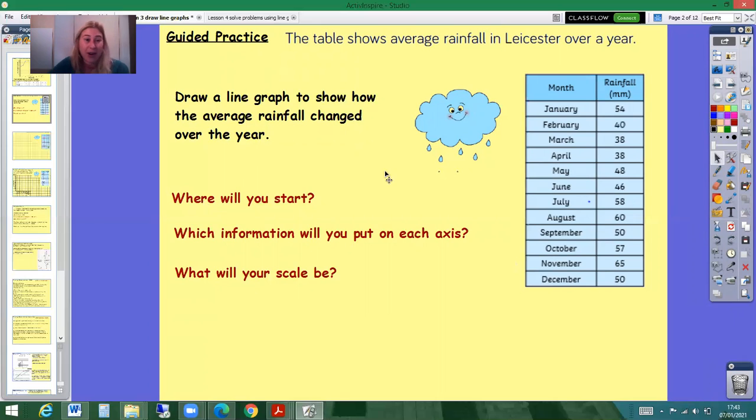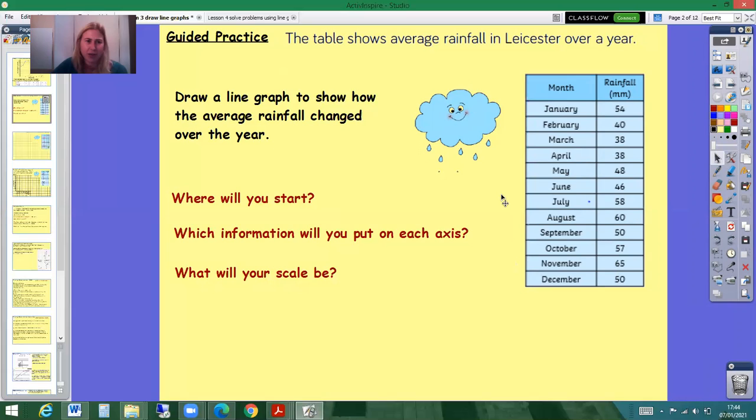So what you've got to think when you're going to draw a line graph are these 3 key questions. So where will you start drawing your line graph? Are you going to start plotting your points? Are you going to start putting numbers down and writing days of the month? Or are you going to need to start actually by drawing your axes? You're going to need those 2 axes, aren't you? So you need to decide which information you're going to put on those 2 axes. Which axis is going to be your x-axis and which one is going to be your y-axis?